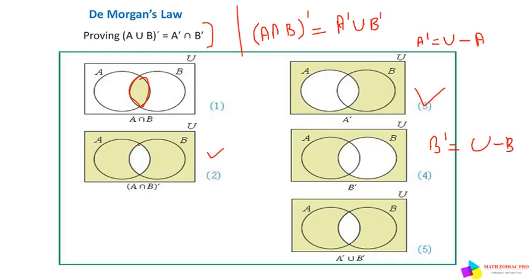Okay, so here A dash union B dash means union of this part, so we get like this. Okay, so A intersection B all dash equal to A dash union B dash, both diagrams are same, so hence the result is proved.